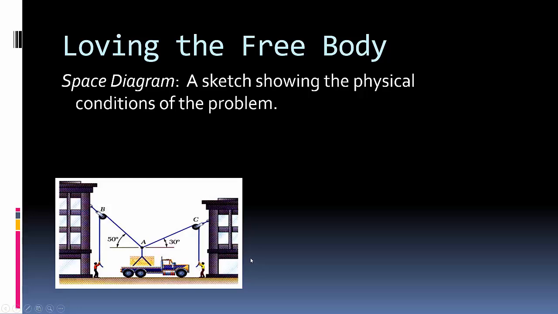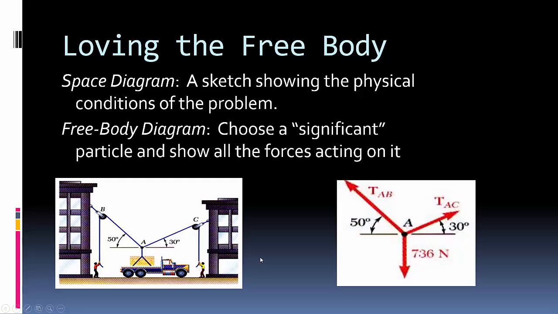It's showing what's happening. Well, for a free body diagram, we're going to choose a quote-unquote significant particle. So we're going to pick something and isolate that and determine what we care about. And we're going to look at that particle and show all the forces acting on it. So we're going to look at point A. You'll notice we didn't pick this block, we picked point A.